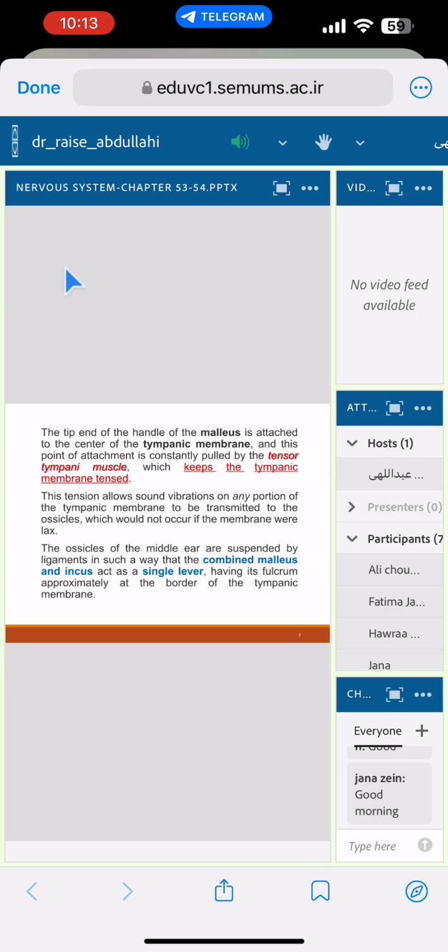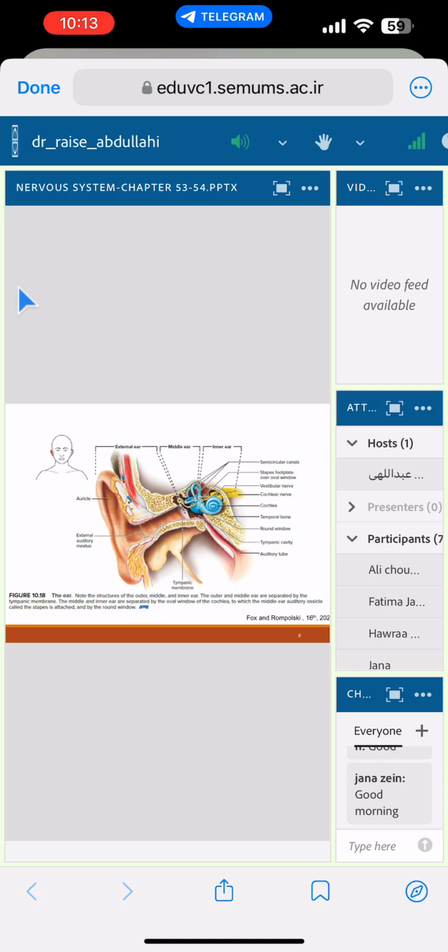The ossicles of the middle ear are suspended by ligaments in such a way that the combined malleus and incus act as a single lever, having its fulcrum approximately at the border of the tympanic membrane. So one action of this ossicle is just like a lever, okay?